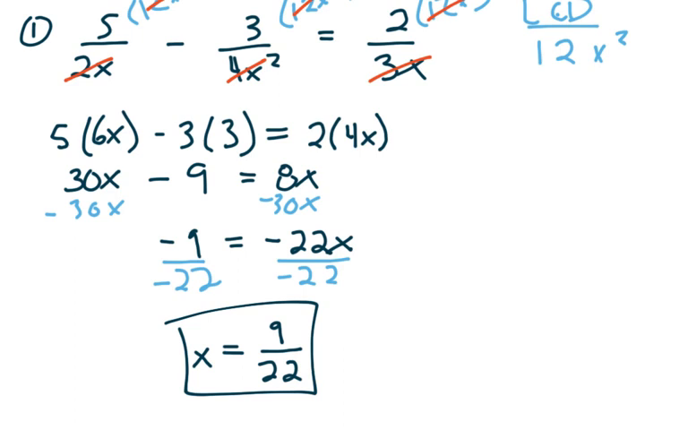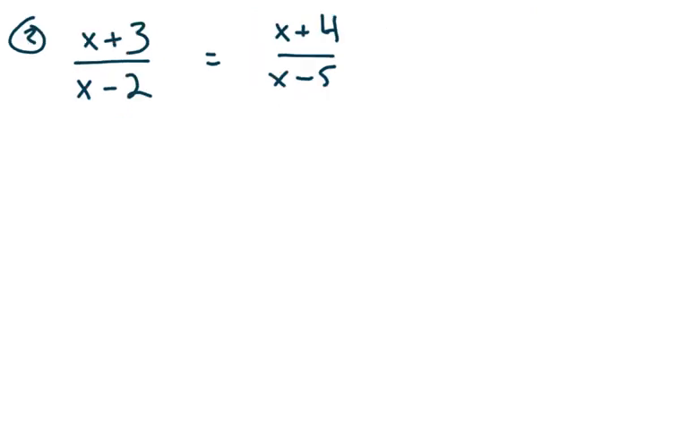All right, so let's look at number 2. The first thing we need to do is check to make sure our denominators are factored. Can't factor our denominator, so check, we're good. Then we're going to come up with our LCD. Again, our LCD is what we would try and make the denominators if we were adding or subtracting.